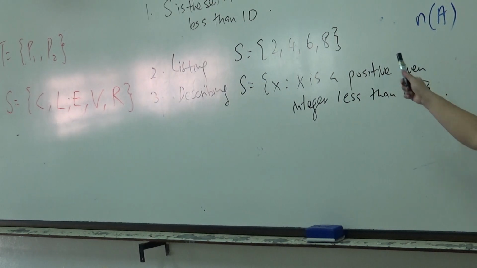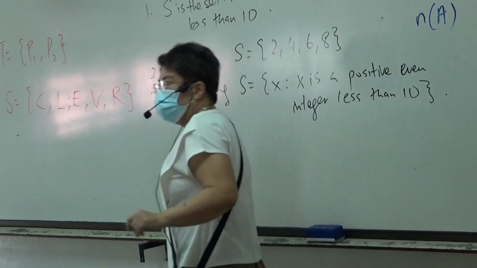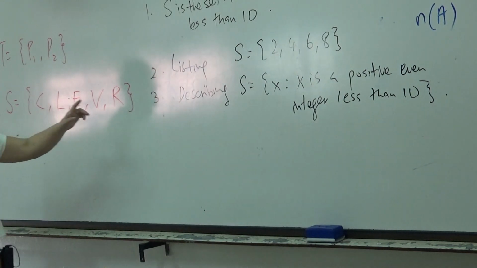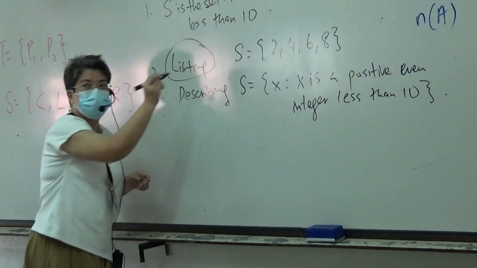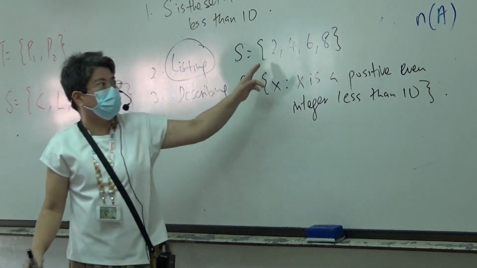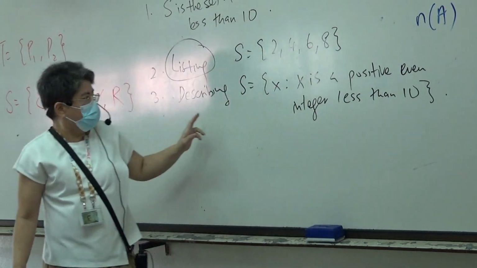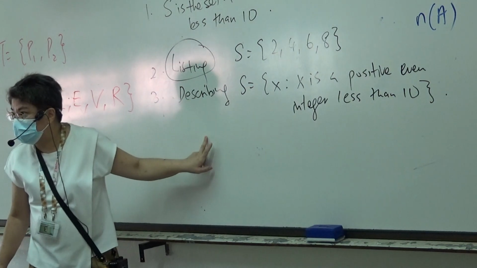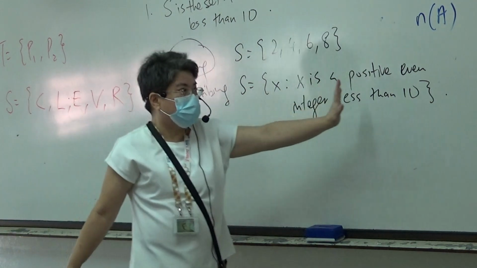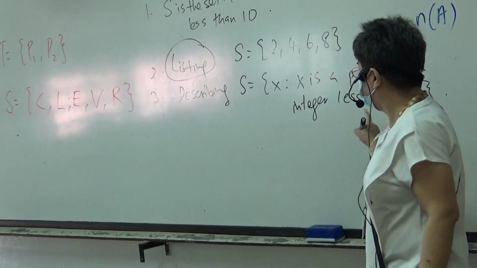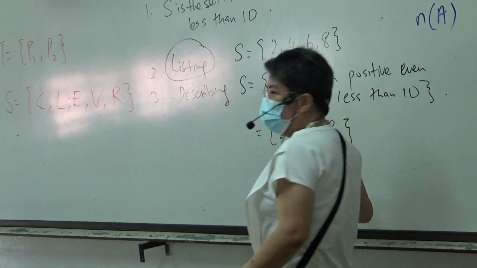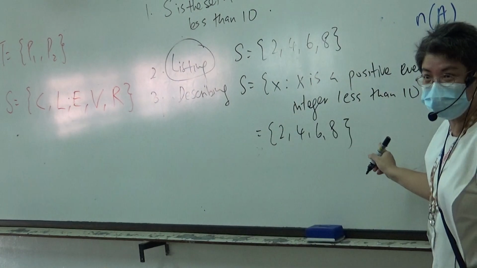I repeat, this one is the most caveman one. You describe like that. You just know about it. Next one is what? Listing. Listing, you must write down this. This is called what? Describing using set notation. Usually when they describe like that, I don't like this though. I will straight away write X equals to 2, 4, 6, 8. Can you see? Then you know which elements are inside.